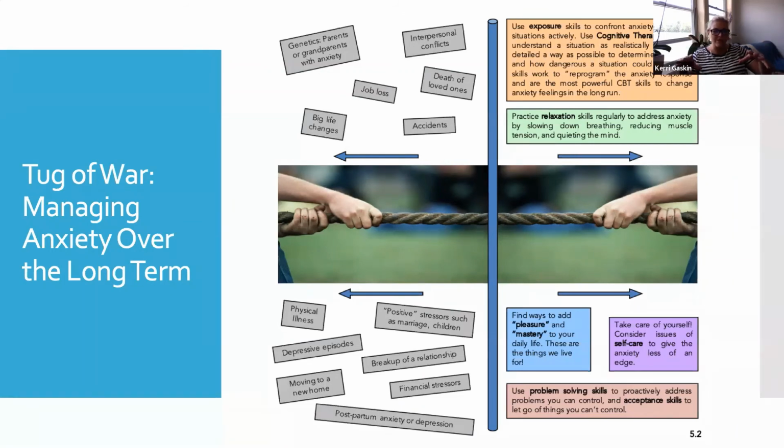So if you look at the diagram I have on the screen, it'll help us understand how to use CBT skills to assist us in our tug of war. So on my left, I'm trying to think what it looks like on your screens. On my left, it says it's got the genetics, the interpersonal conflicts, the stressors that are outside of our control, right? Job loss, etc. And on the right are the coping skills: exposure, relaxation, cognitive therapy, acceptance, problem solving, self-care, etc. And these are the things that we can use and that we need to keep the anxiety from interfering with our ultimate life aims.